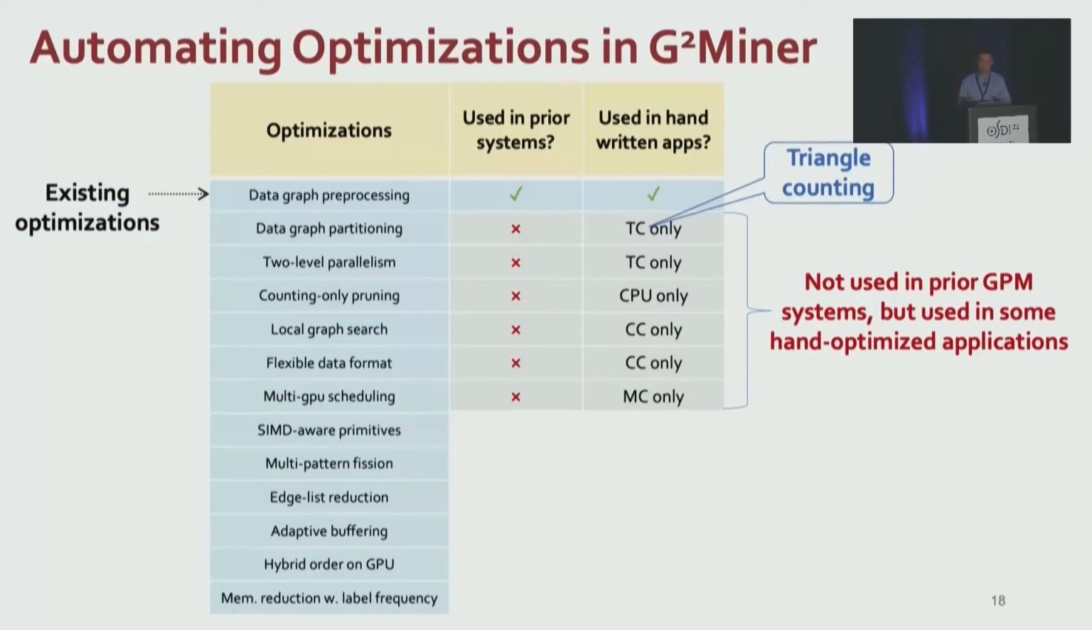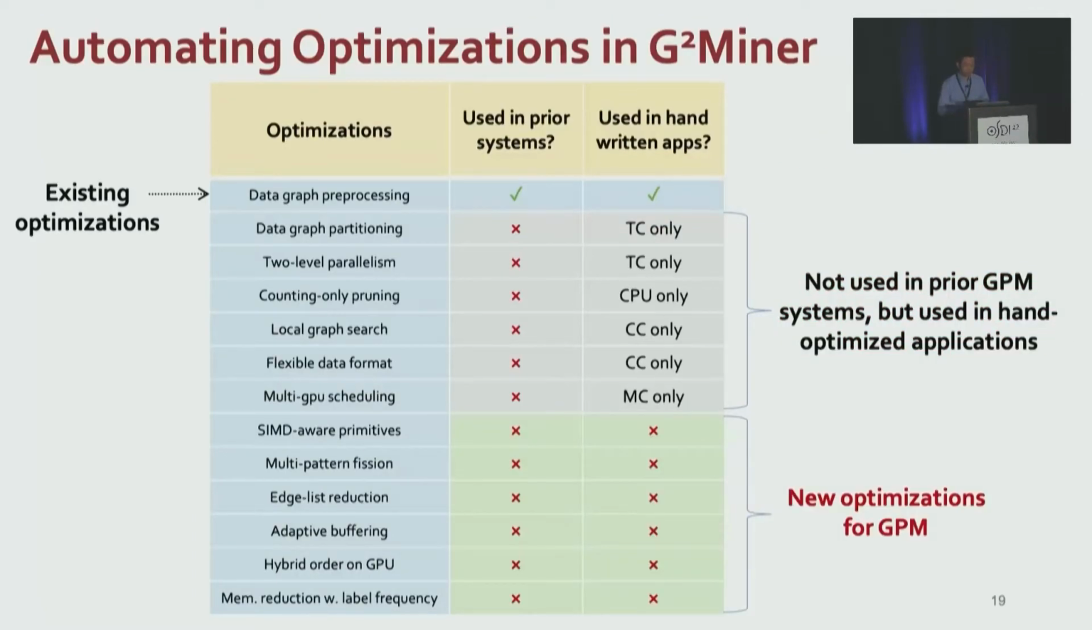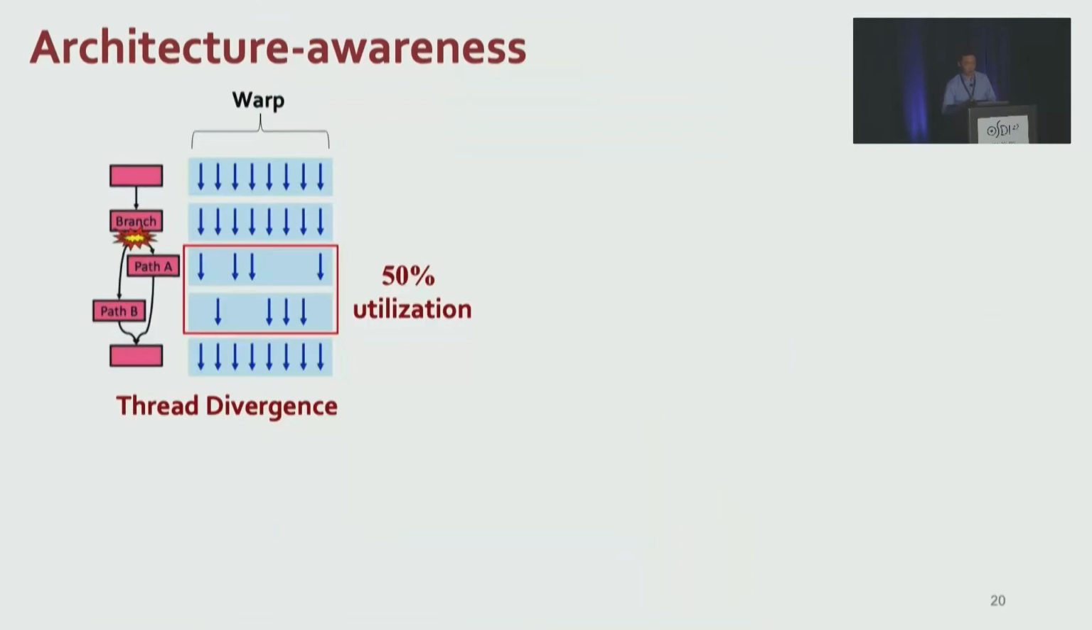There are also optimizations that have not been used by any of the prior systems, but they have appeared in some of these hand-optimized applications, such as triangle counting. In our system, we generalize these optimizations so that they can be extended to other cases that satisfy the application conditions. We have also proposed new optimizations which have never been used in either prior systems or hand-optimized applications.